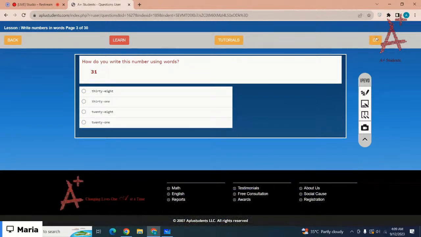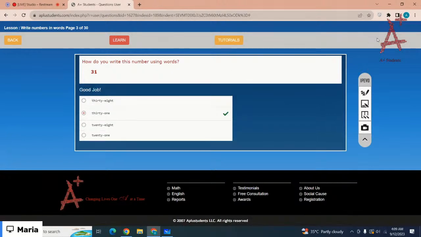How do you write this number using words? Which is the correct option? If you read it like 3 1, it doesn't make sense, right? So you pronounce it as 31, and in words you have to write thirty-one. Which is the correct option? Yes, that is option number 2. Very good. The correct option is option number 2.